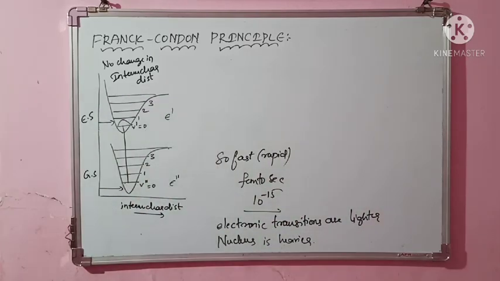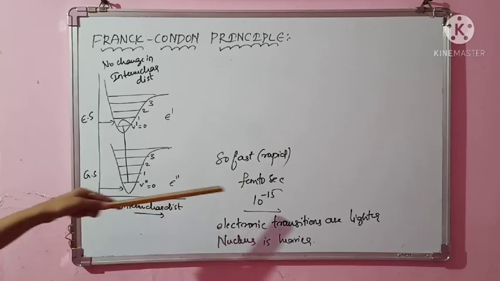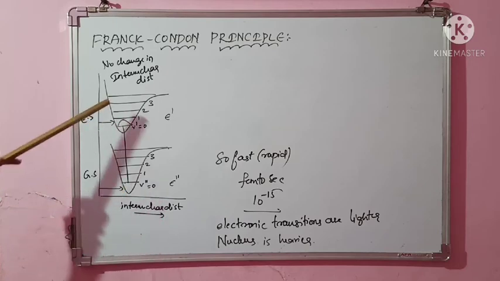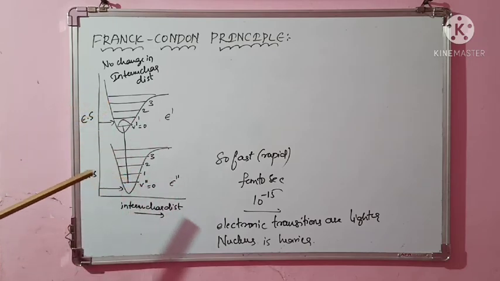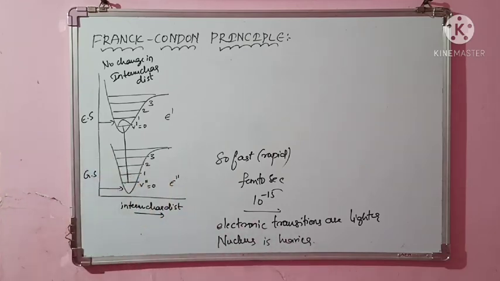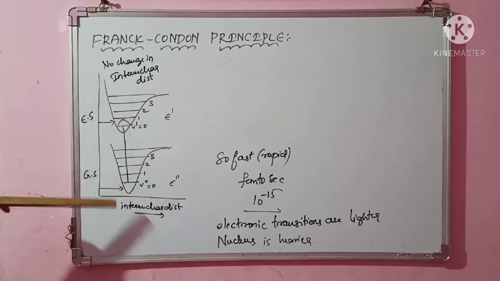So before it undergoes vibration in the excited state, or increases its energy, in that moment the transitions will be so rapid and so quick. Before the vibrational energy understands that it needs to increase the internuclear distance, your electronic transitions will happen and it will already come back to the original state. This is what the Franck-Condon principle states.